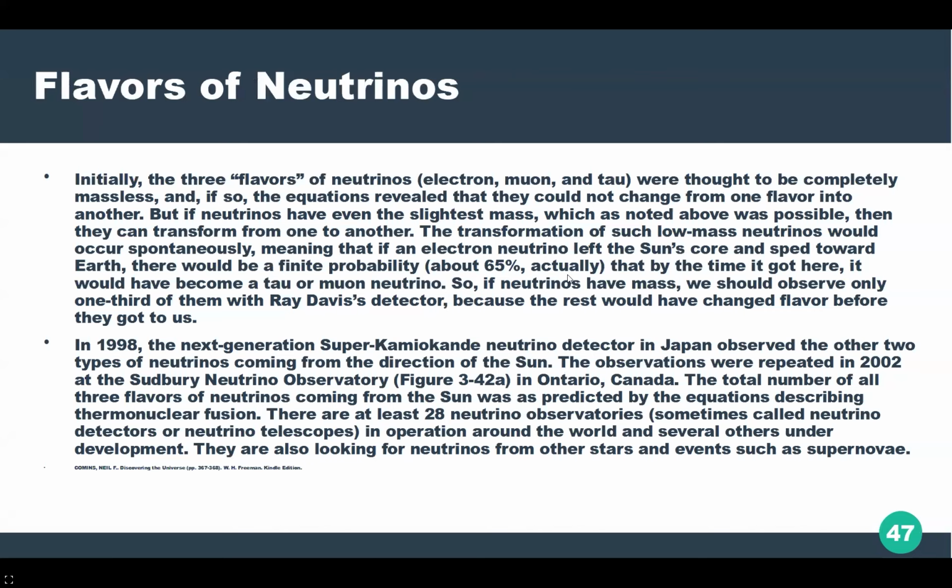In 1998, the next generation Super Kamiokande neutrino detector in Japan observed the other 2 types of neutrinos coming directly from the sun. Their observations were repeated in 2002 at the Sudbury Neutrino Observatory in Ontario, Canada. The total number of all 3 flavors of neutrinos coming from the sun was as predicted by the equations describing thermonuclear fusion. There are at least 28 neutrino observatories in operation around the world and several others under development. They are also always looking for neutrinos from other stars and events such as supernovae.